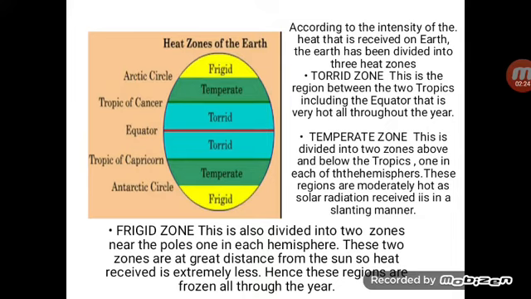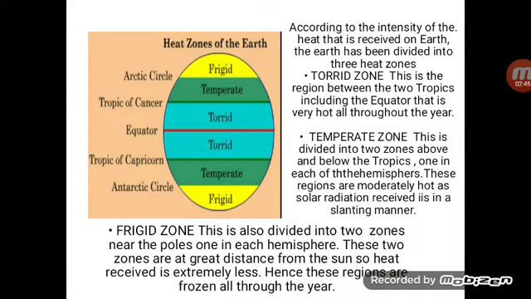Then comes the frigid zone. Now this is also divided into two zones near the poles, one in each of the hemispheres. These two zones are at great distance from the sun, so heat received is extremely less over here. Hence, these regions are frozen all through the year.